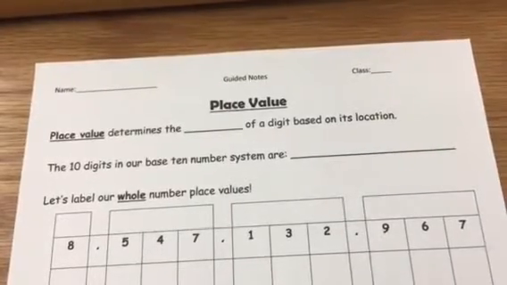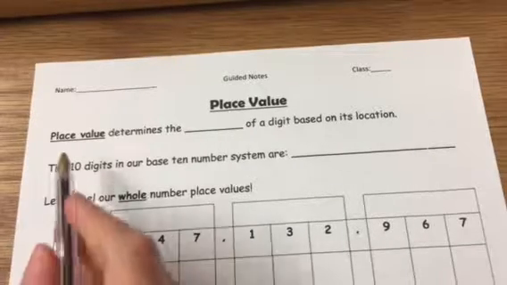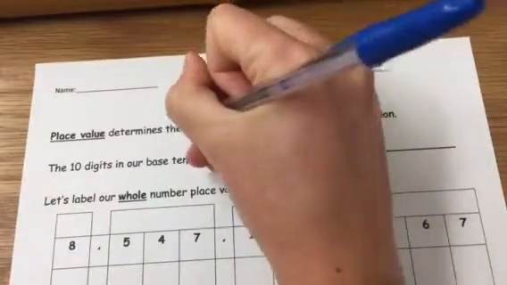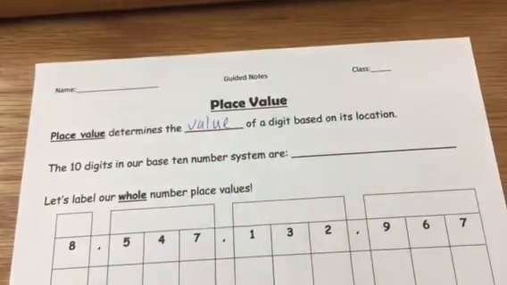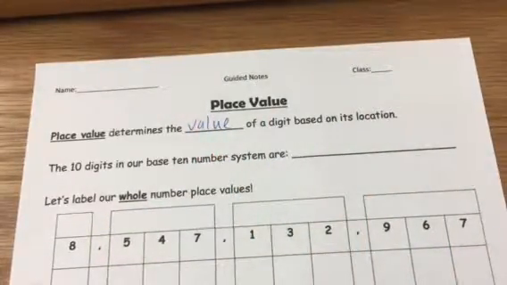Hello boys and girls. Today we are going to be talking about place value. We are going to be reviewing all of our whole numbers, our digits, and what those digits represent when they're written in numbers, depending on where their place value is. Place value determines the value of a digit based on its location.